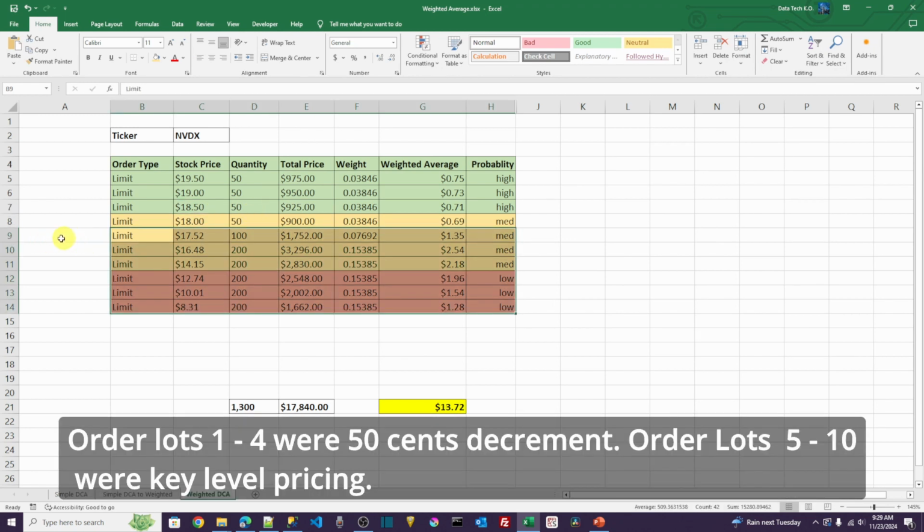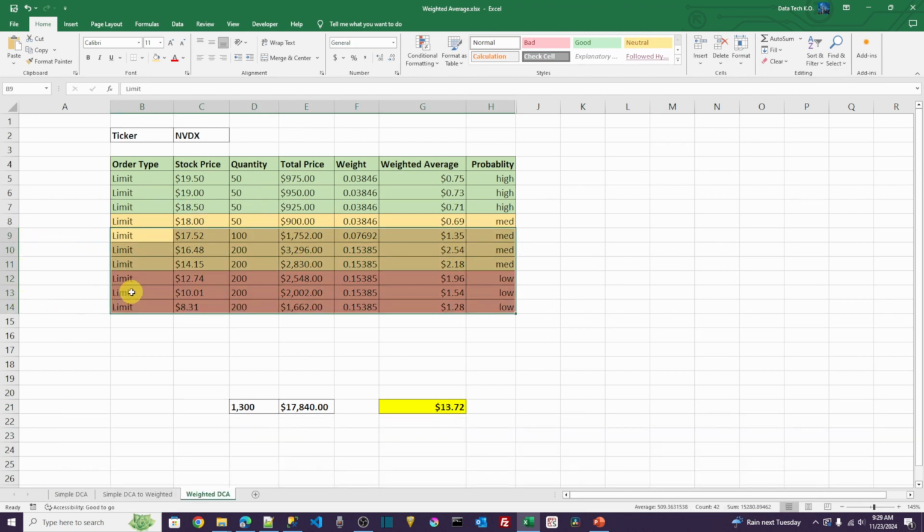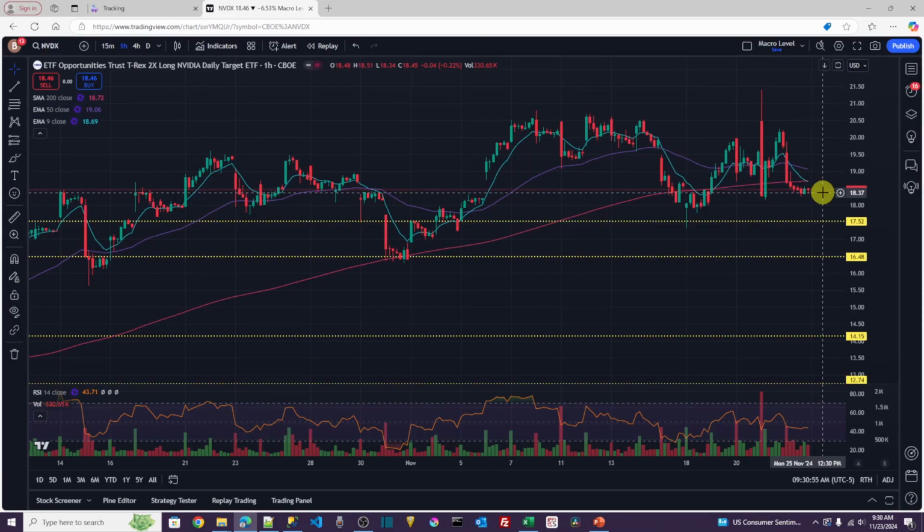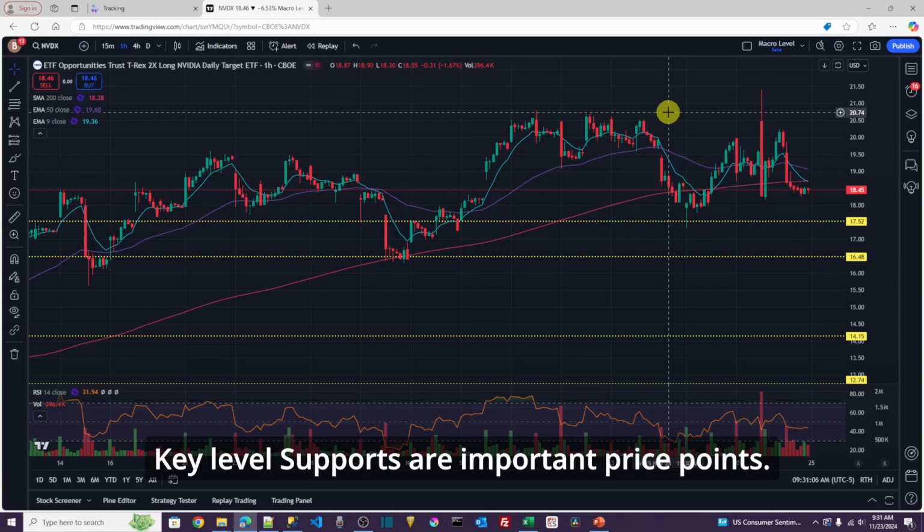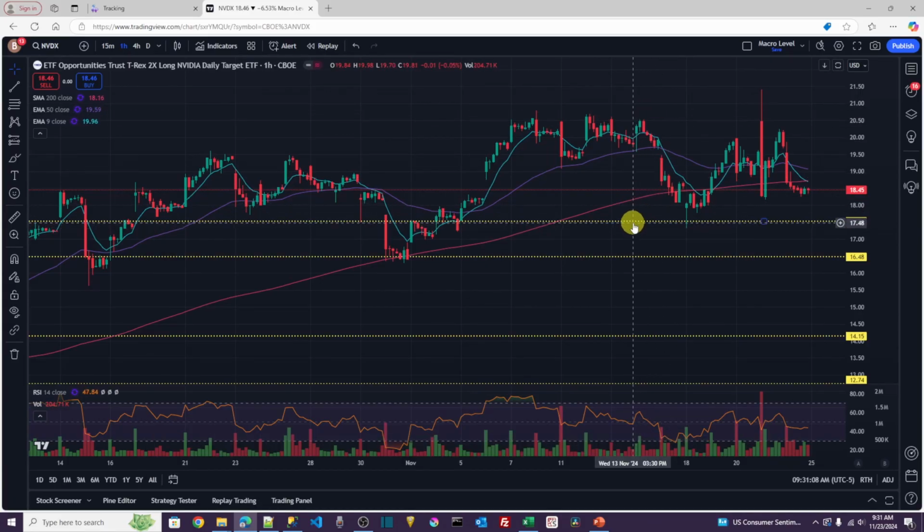The remaining orders from row 9 to 14 are based on key levels. Since I set the first 4 orders based on 50 cents decrement, the remaining orders were based on key level support. So key level support means what stock price does this ticker hover around a lot? Does it hover around resistance and support at a certain price? So to me, the answer is yes.